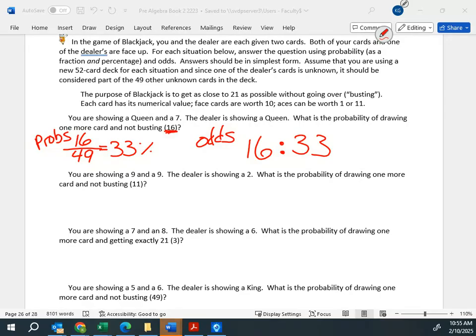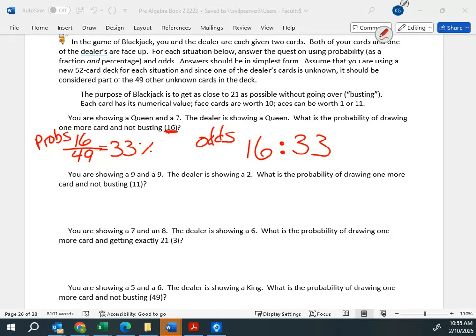Are the odds in your favor? No. There's a lot more unsuccessful cards out there. The odds are not in your favor. When you go to the casino, spoiler, the odds are not in your favor. So if you win big, stop playing, because the odds are not in your favor. Okay? Let's look at our next one.